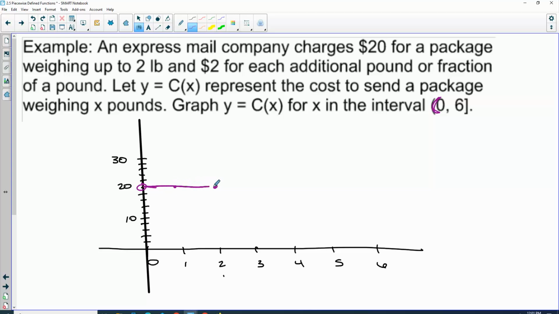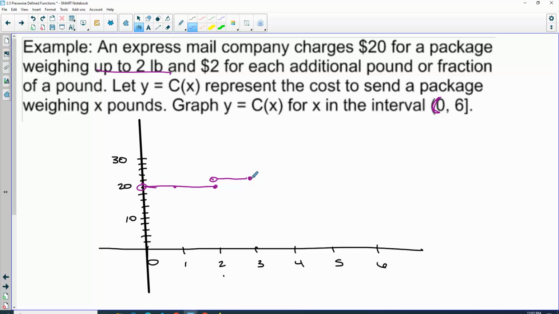The first 2 pounds, up to 2 pounds, you only pay $20. But as soon as it goes over 2 pounds, what happens to my price? We add $2 onto it. So I can see my steps a little bit flipped. We have the open circle on the left here. So if it weighs 2 exactly, I'm still down here. But as soon as it goes over, I'll jump up. Now we're paying $22 for each additional pound.